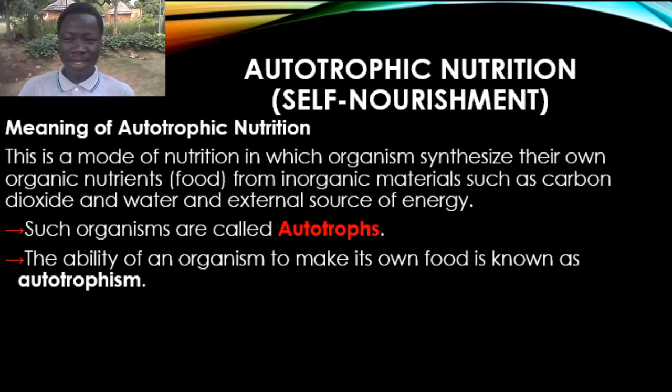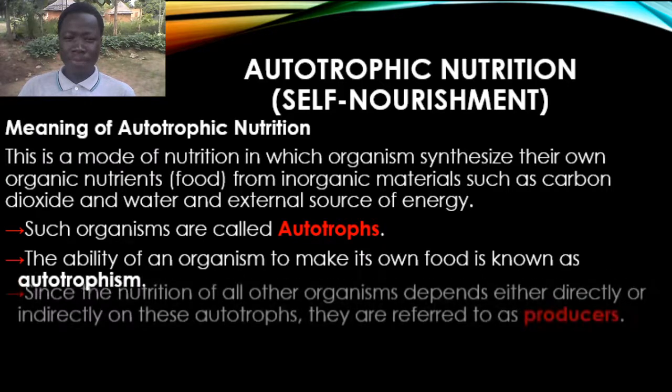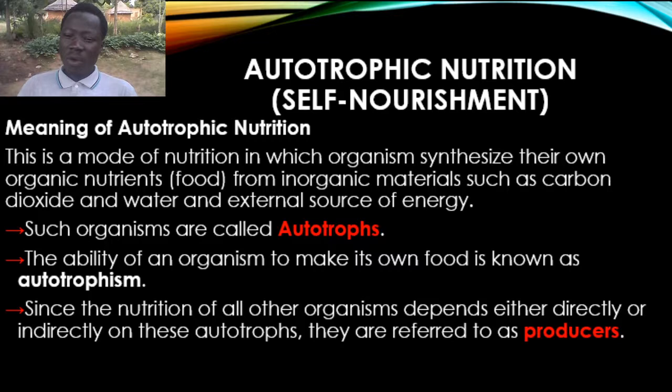and using an external source of energy. Now, the ability of an organism to synthesize its own food is what we call autotrophism. And since all other organisms depend either directly or indirectly on the autotrophs that make their own food, they are called producers because they make food available, or they produce food that can be used by other organisms, including you as a human being.